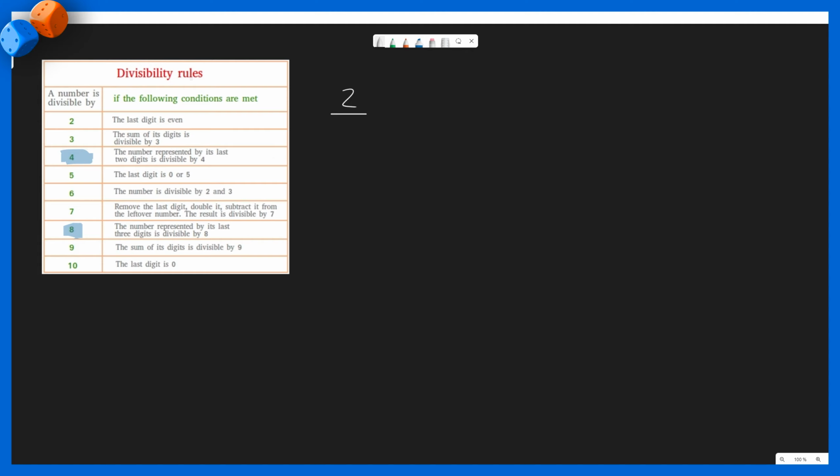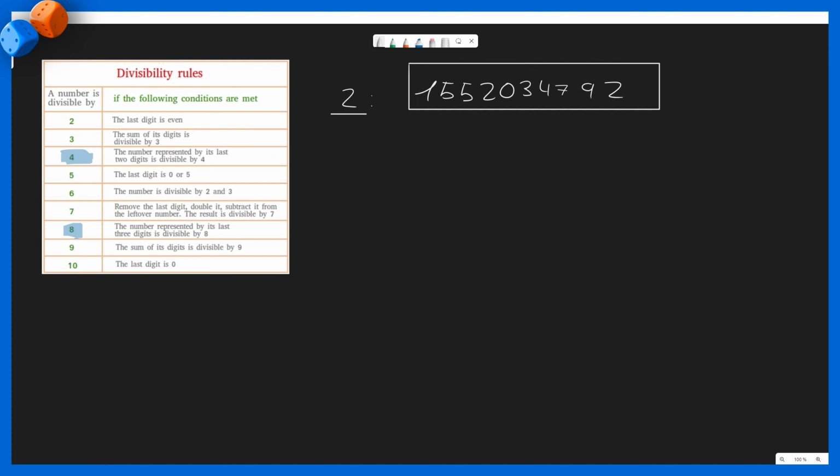A number is divisible by 2 if the last digit is even. So if we had, for example, a huge number we don't want to divide by 2, but we know it ends with 4, we can assure it is divisible by 2, because 4 is an even number. That would also happen with 6, with 8, with number 2, and with number 0. Very easy. This number over here is divisible by number 2, because the unit's number is even.